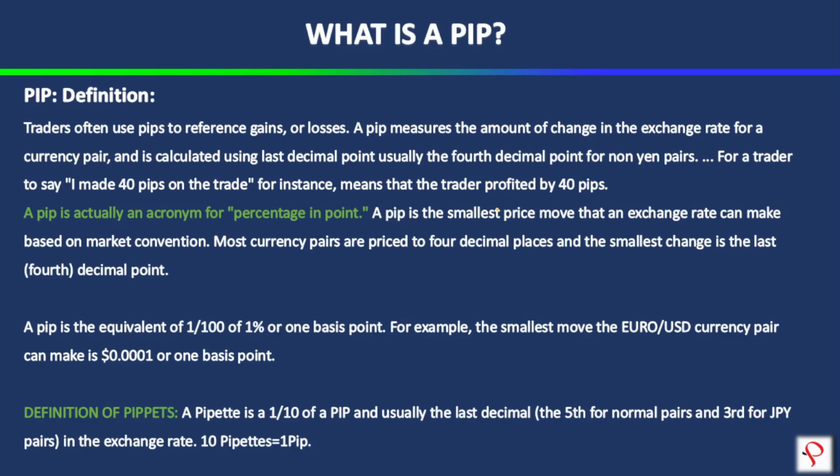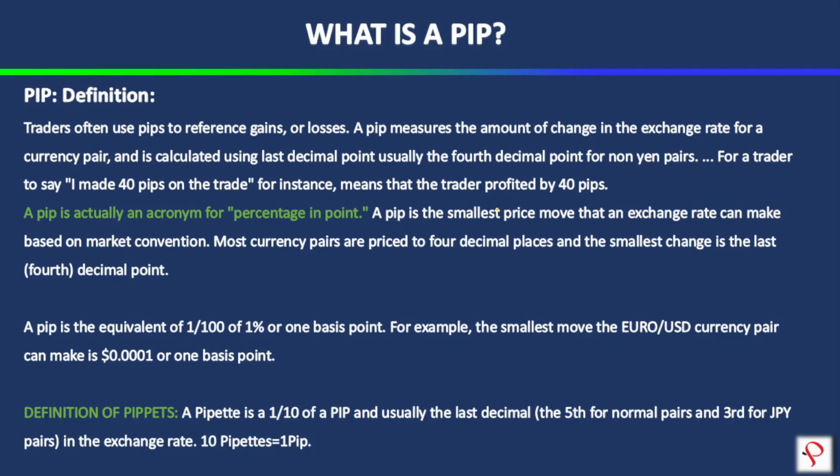A pip is the smallest price move that an exchange rate can make based on market convention. Most currency pairs are priced to 4 decimal places and the smallest change is the last 4th decimal point. So a pip is the equivalent of 1/100 of 1% or 1 basis point. For example, the smallest move the Euro USD currency pair can make is 0.0001 or 1 basis point.